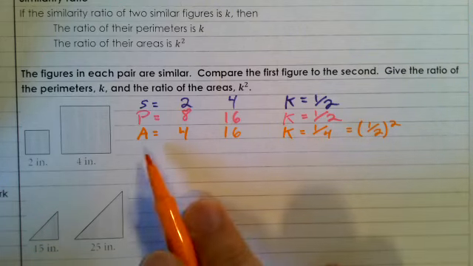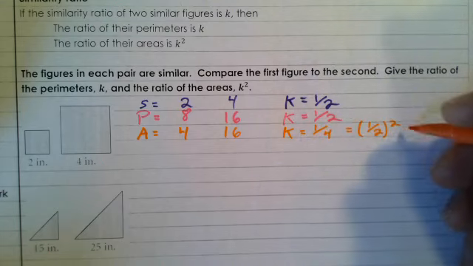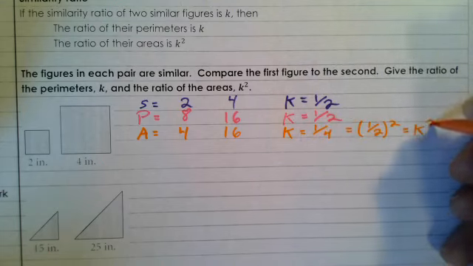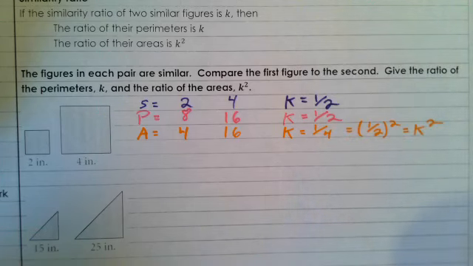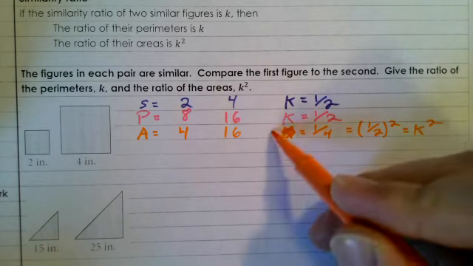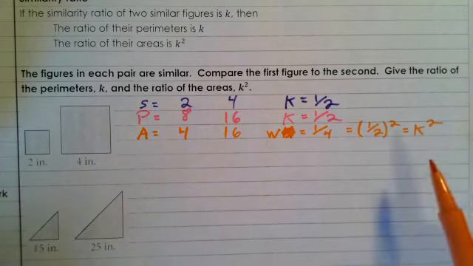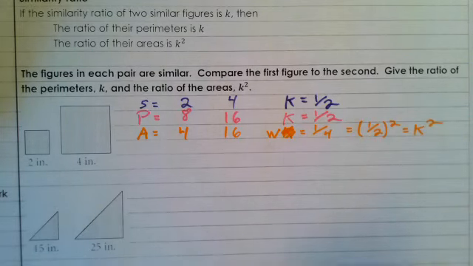So here, our ratio in area could be considered k squared. But then we wouldn't call this k. We'd call this some other one, w or whatever. So the ratio of our area is k squared, and for everything else, the ratio stays the same.